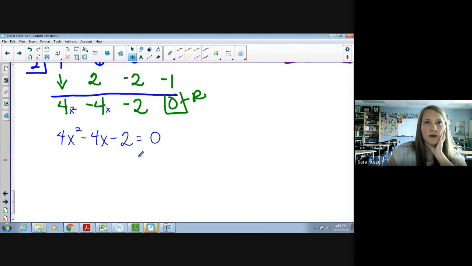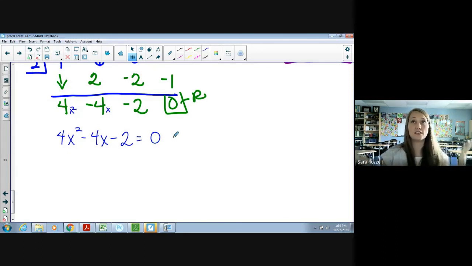I don't know if y'all know this, but if you have something equal to 0 and you notice that everything has got the same factor in all the terms, you can divide every single number by it because it's not going to affect the other side. Because 0 divided by anything just stays 0, as long as it's not a variable.